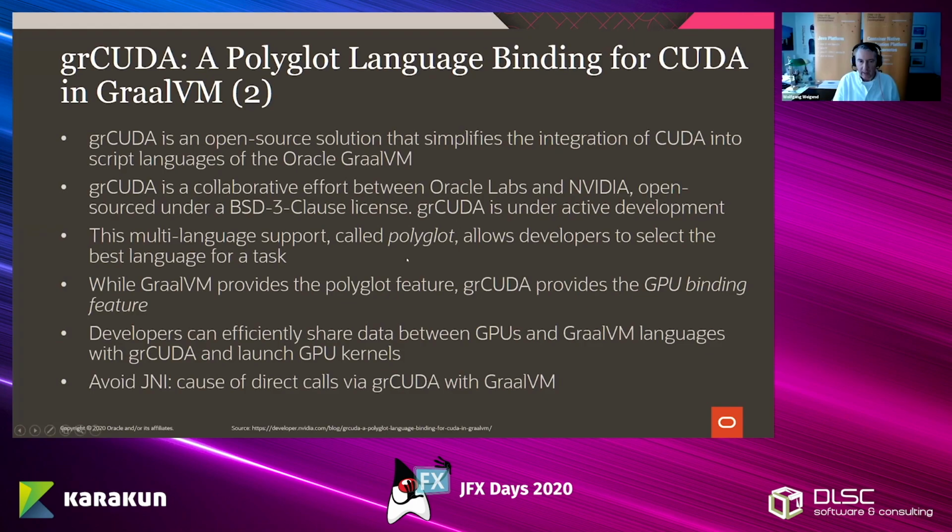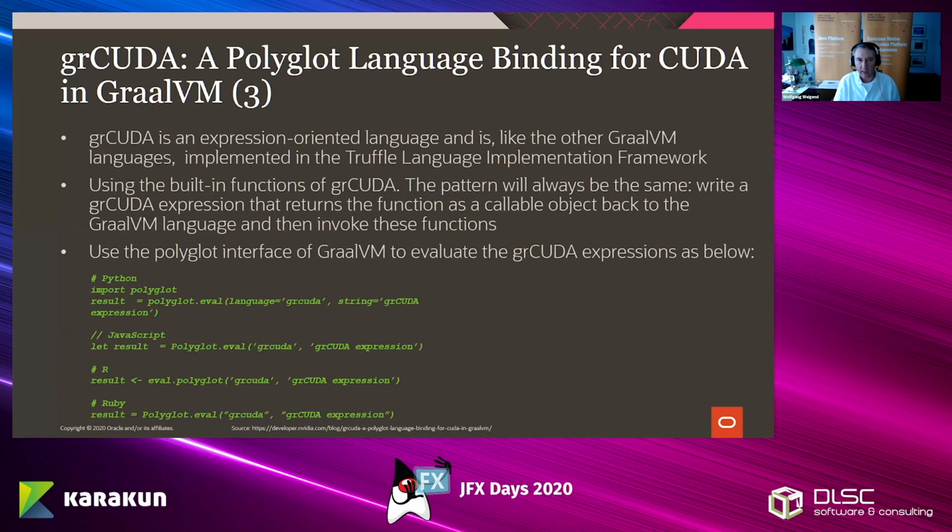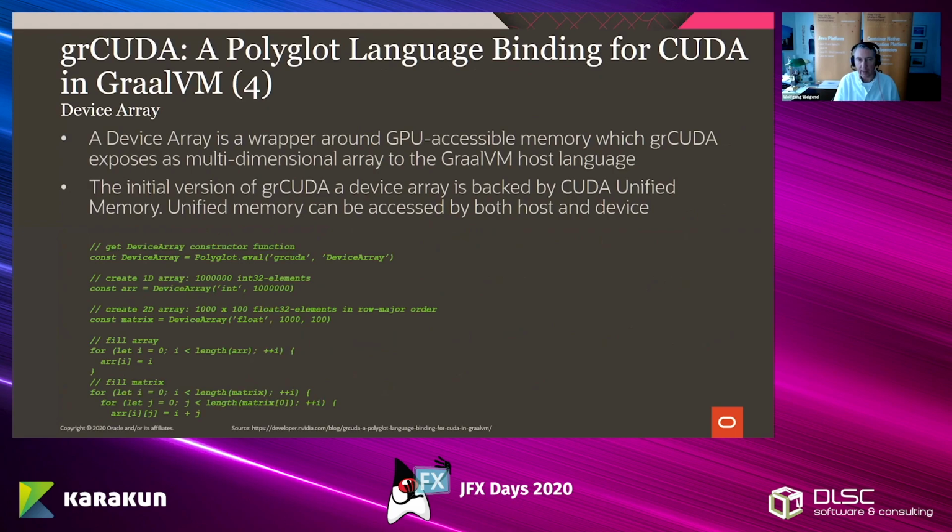So it's a polyglot feature within this library, and we avoid JNI calls. This is the good stuff. We don't break it because we don't need to use JNI. We can use direct calls from the application within the GrCUDA library with GraalVM, and this does not break because we don't have any risky JNI calls. It's just an expression-oriented language. It runs with Python, with JavaScript, with R, with Ruby. And it's worthwhile to try it.